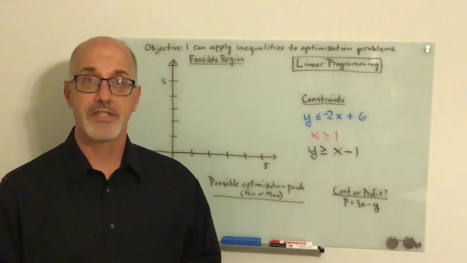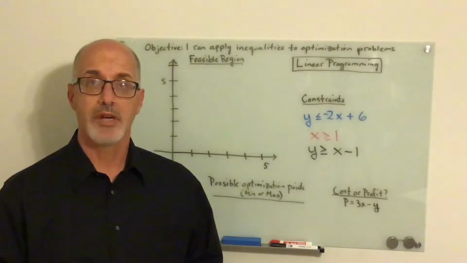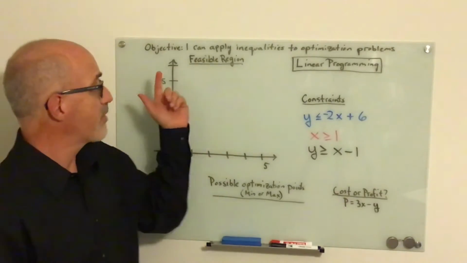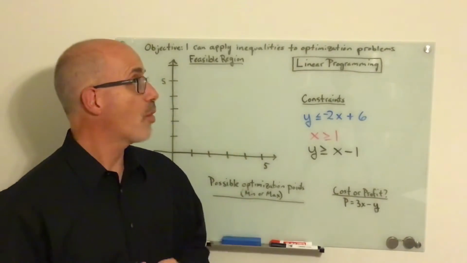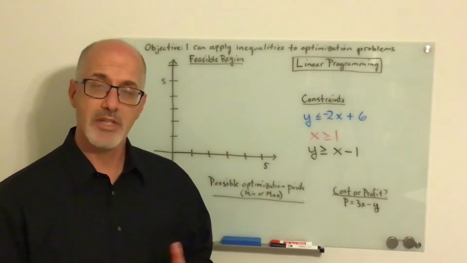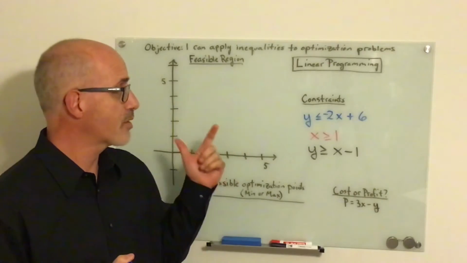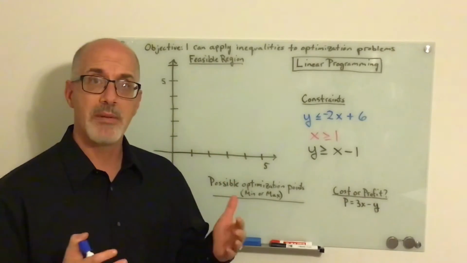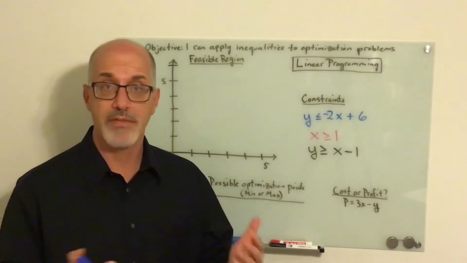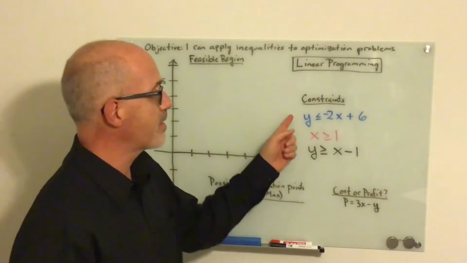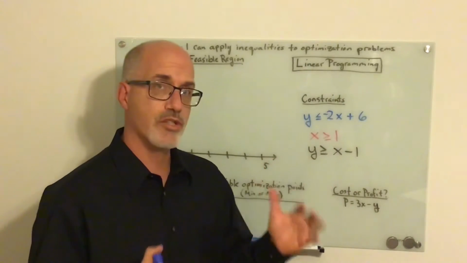An application of systems of linear inequalities are problems called linear programming. Our objective is that we can apply linear inequalities to optimization problems. Linear inequalities is a business application where we use these graphs to find minimums and maximums in things like profit and cost. So what we do is we call the system of linear inequalities the constraints.